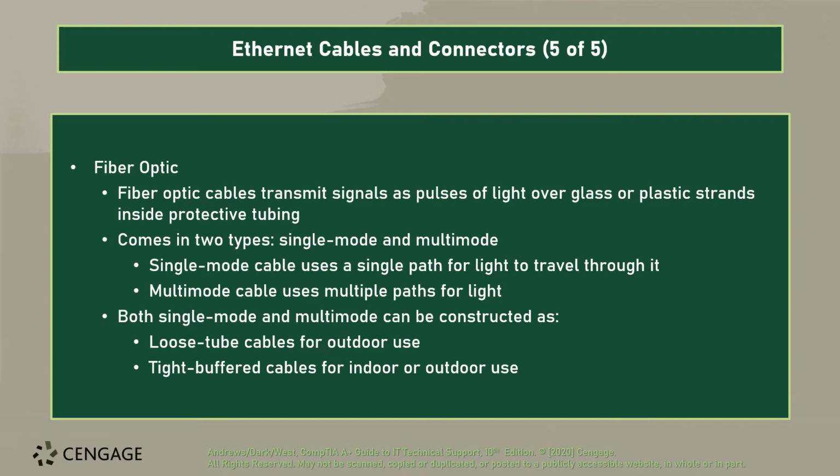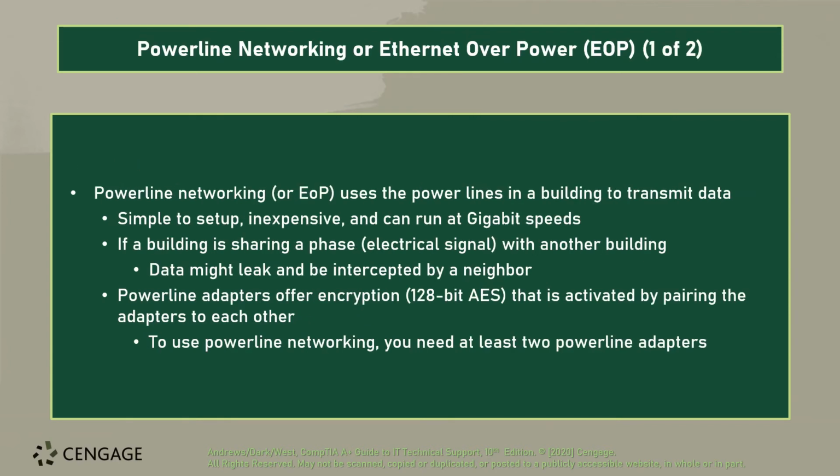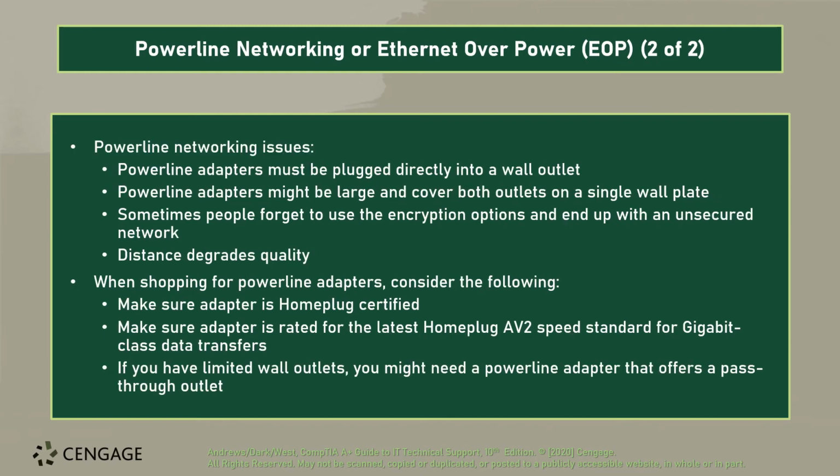Powerline networking, or EOP, uses the power lines in a building to transmit data. It's pretty simple to set up. If you share an electrical signal or a phase with another building, data could theoretically leak, but this is unlikely. Most places I've installed EOP are in residential buildings. Powerline adapters offer a bit of encryption that's offered by pairing the adapters to one another. This is a 128-bit AES signal. In order to use powerline networking, you need at least 2 powerline adapters. Now, there's also what they call PoE.